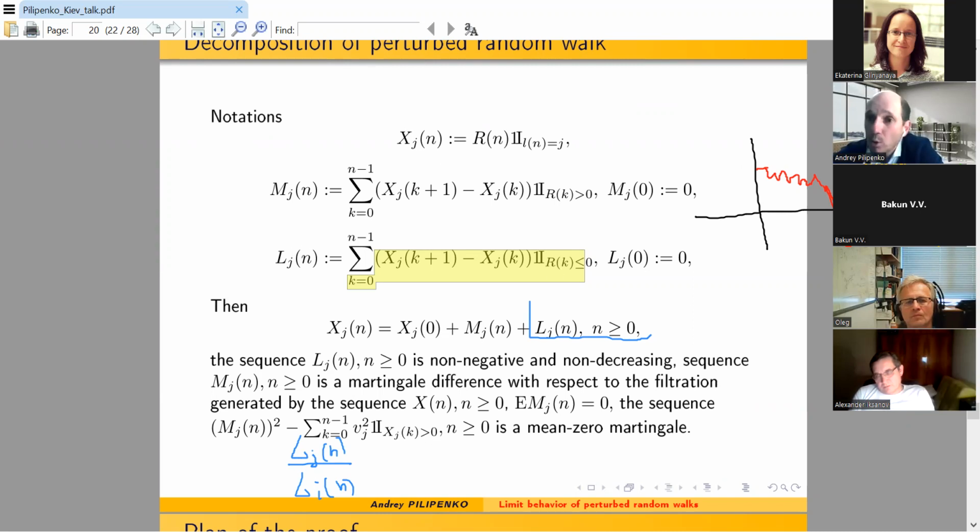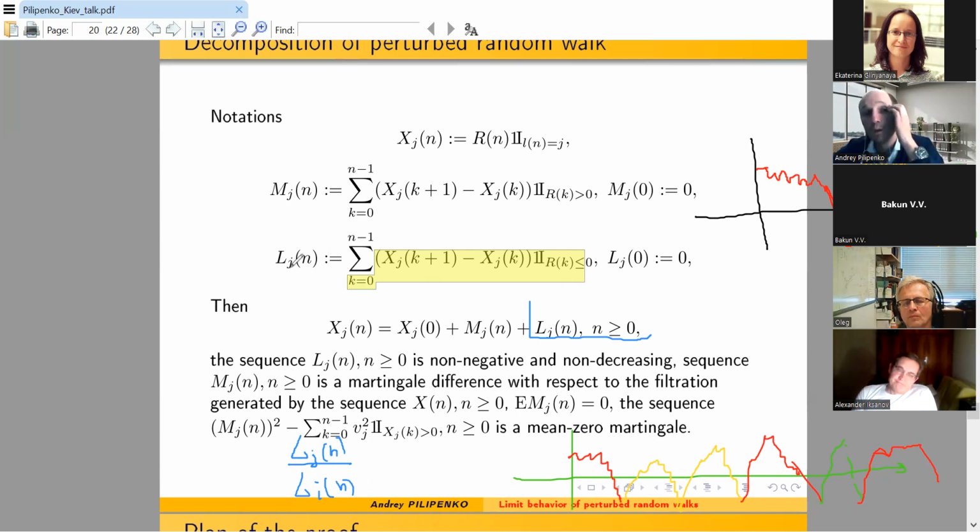So if you have some point n, then what is L_j? Let me make another picture, maybe here. Okay, red, yellow, then yellow again, then red again, then okay. And assume that j is the red color, and this is a point n. What is L_j(n)? L_j(n) is the following sum.